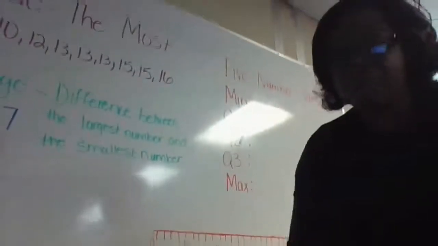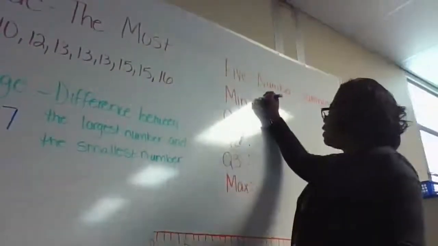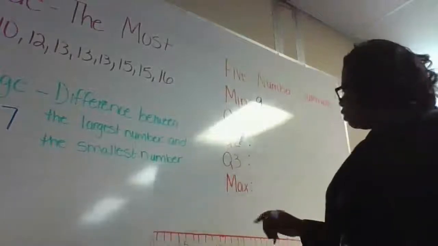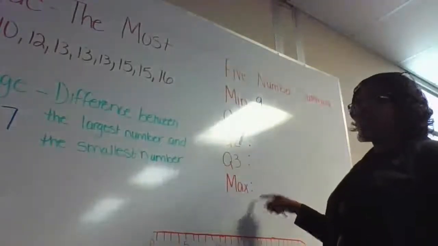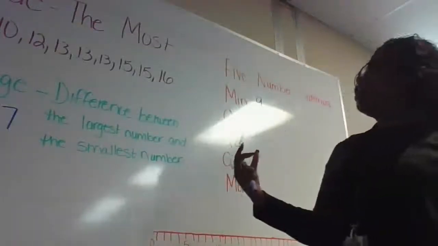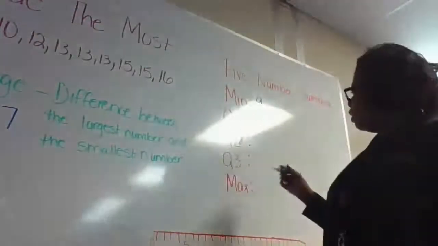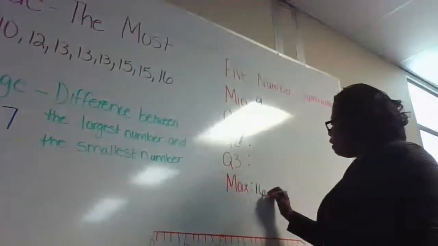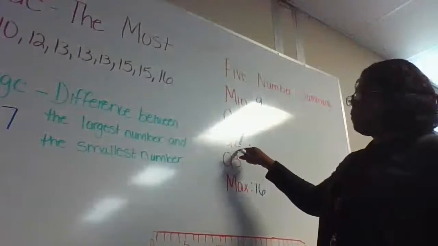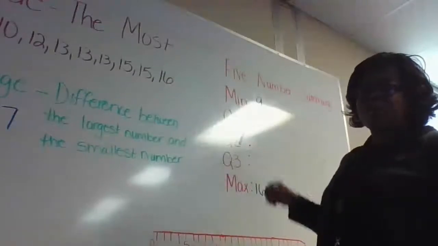So the smallest number in this data set is 9. Got it. That part's easy, right? Next, we're going to jump on down here to the maximum. What is the maximum number, or the largest number? So the largest number in this data set is 16. Cool, got it. Winning. The next thing we are going to find is our median, the middle or quartile 2.